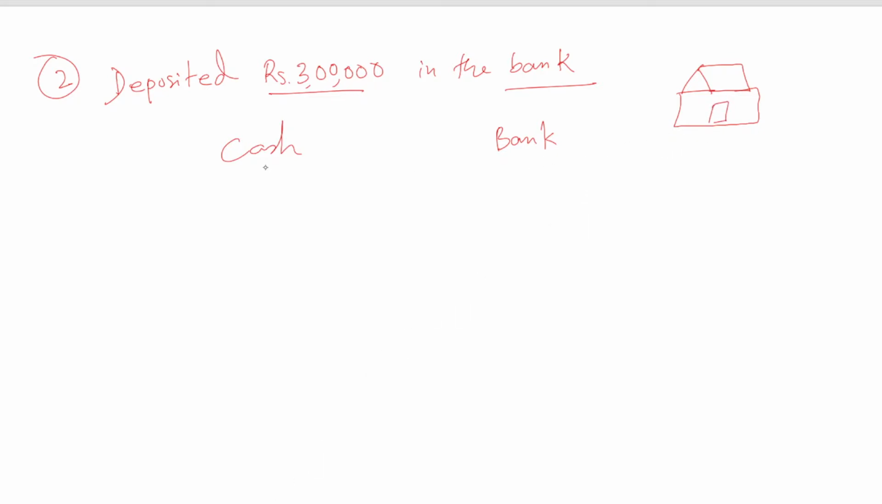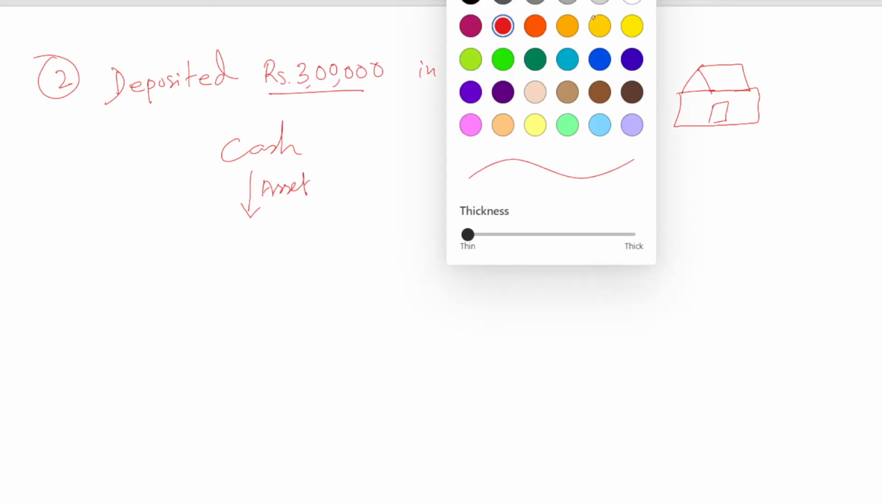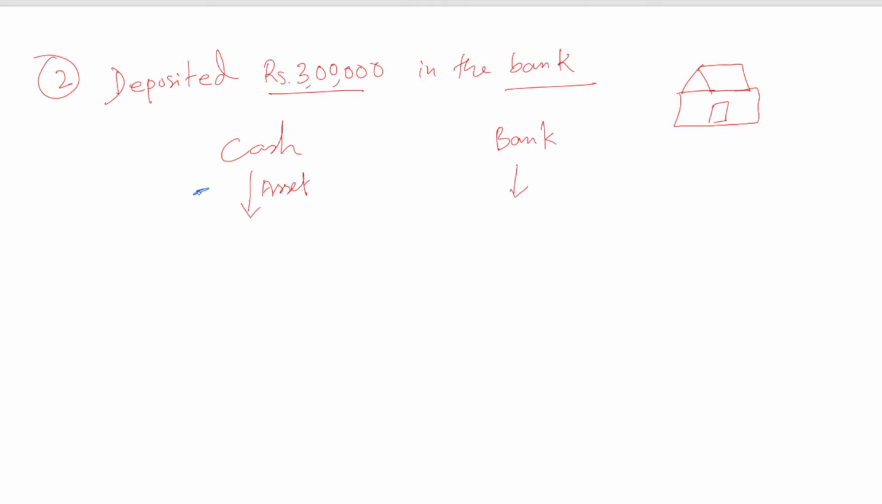Cash is going out, meaning you are depositing the cash. If you go through the modern approach, cash is an asset. When you are depositing, your cash is decreasing, and the bank account is also an asset. Whenever you deposit cash into the bank, the balance in the bank is increasing.